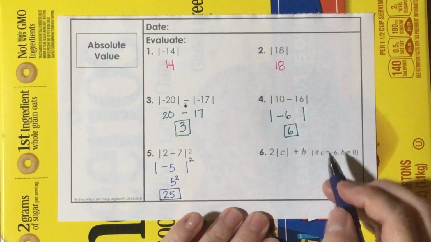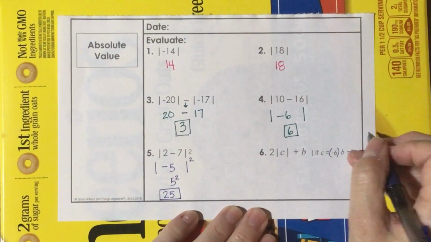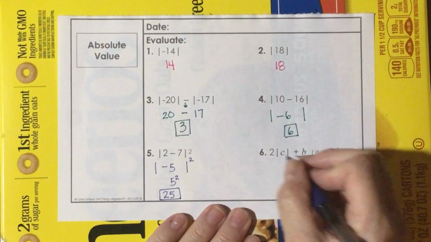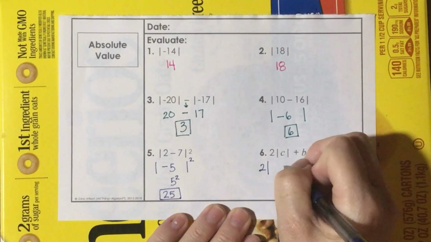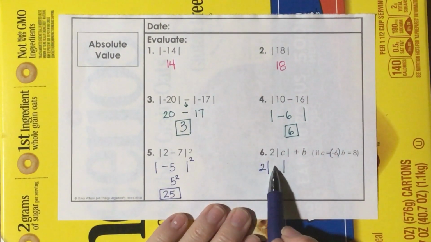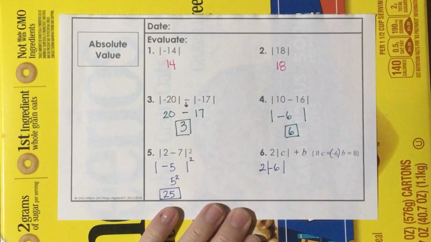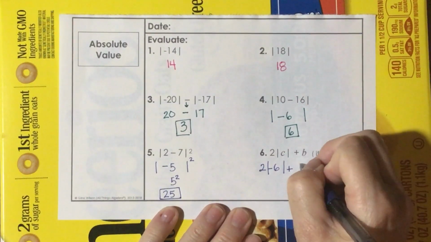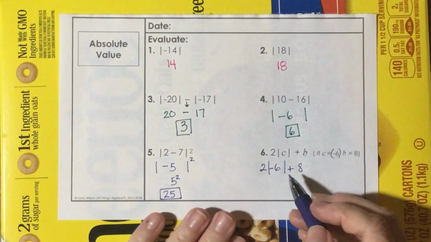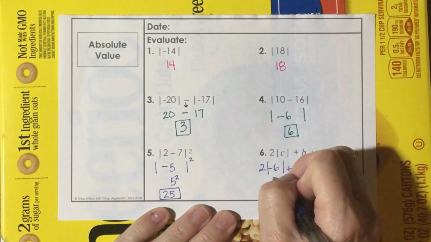Alright, and over here we're just plugging things in. So remember what I said, sometimes you want to put things in parentheses, especially if they have a negative. So let's see if I need to do that. 2, and actually I don't need them because the only thing we're putting inside here is the -6. So the absolute value lines will separate it. Plus b is 8. So the absolute value of -6 is 6.